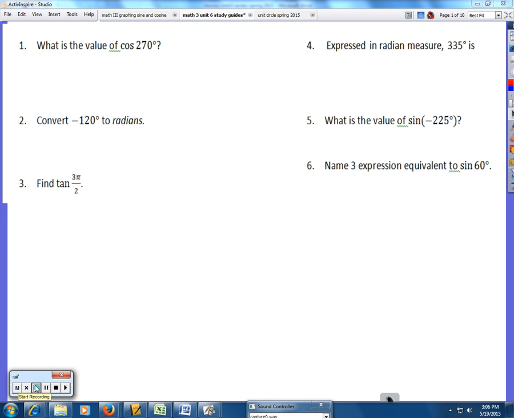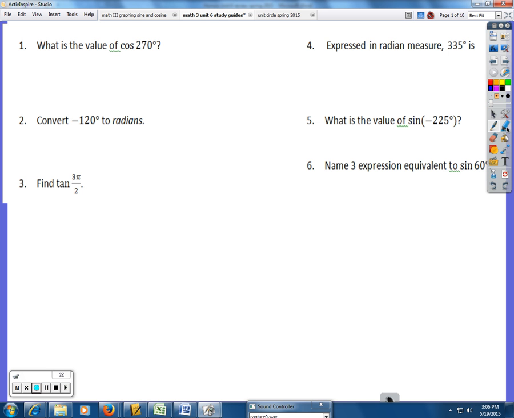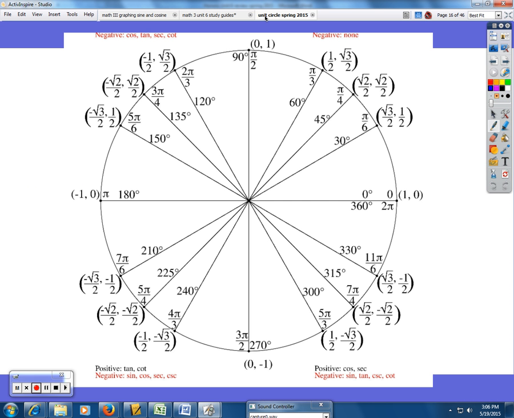Okay, this is the Unit 6 study guide for the Math 3 Unit 6 test, which will be on Wednesday, May 20th, 2015. The first question says, what is the value of cosine 270? That just means find the cosine of 270. So what is the value of just means what is it? What is that number?